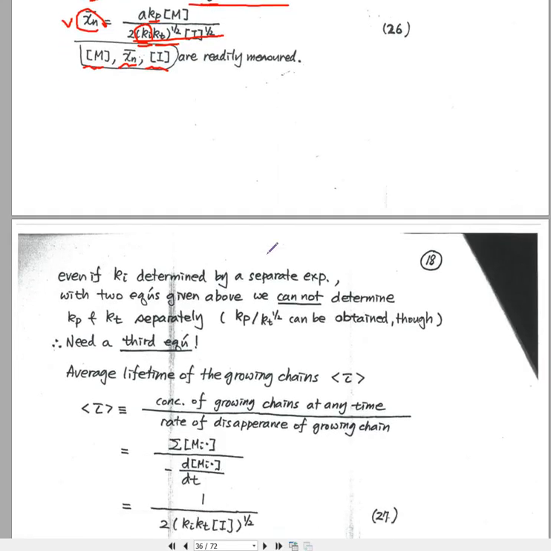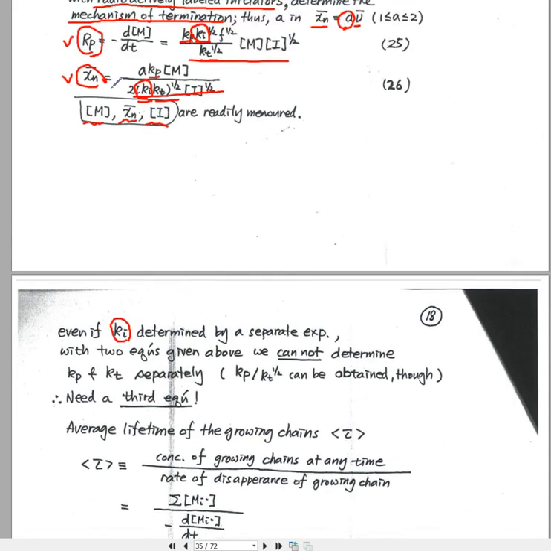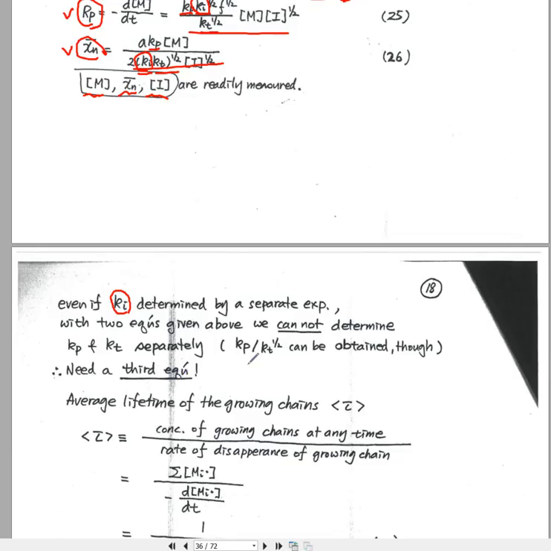So by doing different experiments, we can easily determine the Ki, but the problem is that the dependence of both the propagation rate and the number average degree of polymerization on Kp and Kt is the same, right? Kp over root Kt, Kp over root Kt, because they basically have the same dependence. Okay, so we need an additional experiment, right?